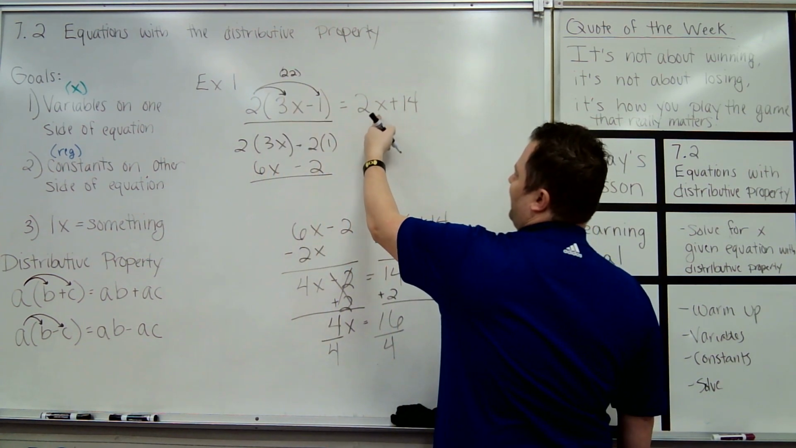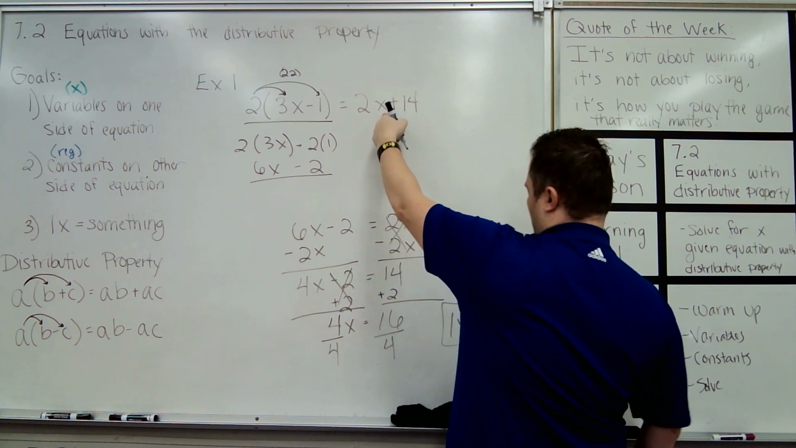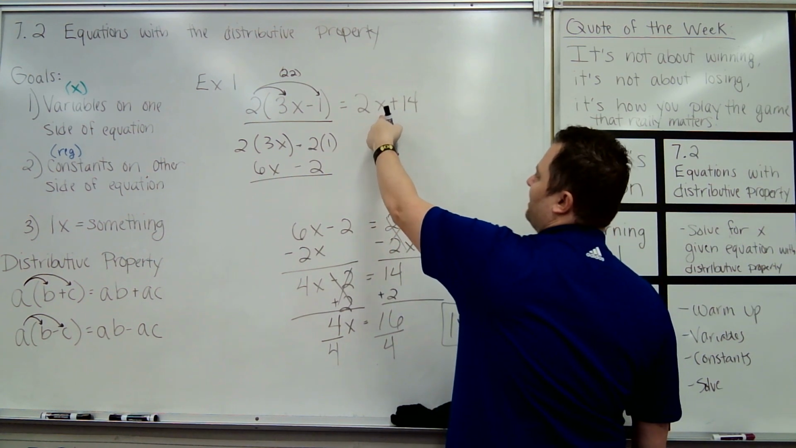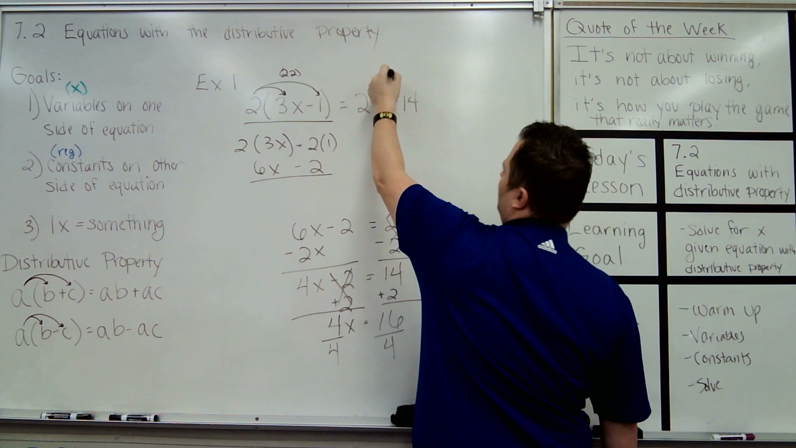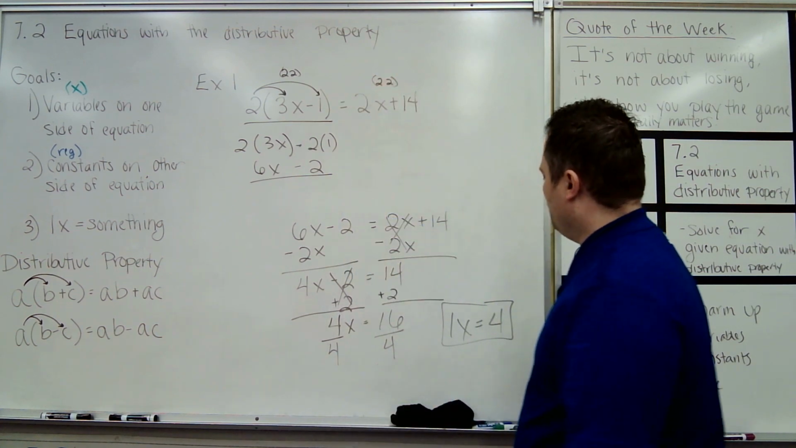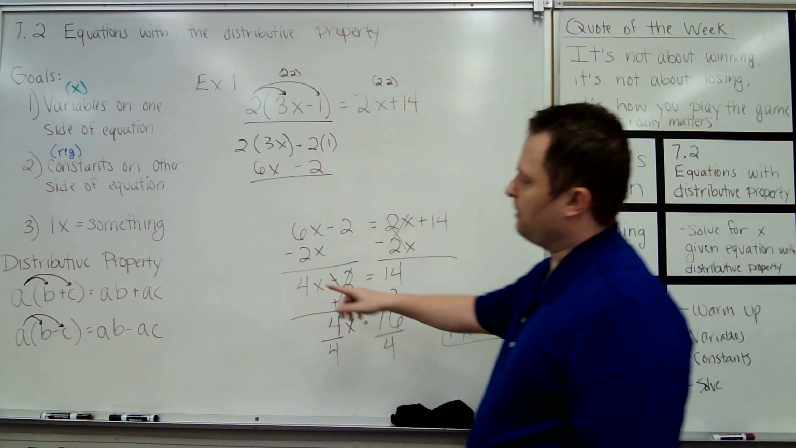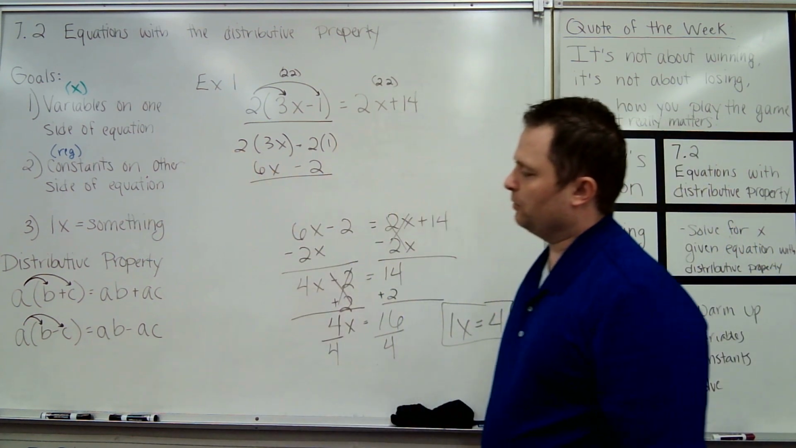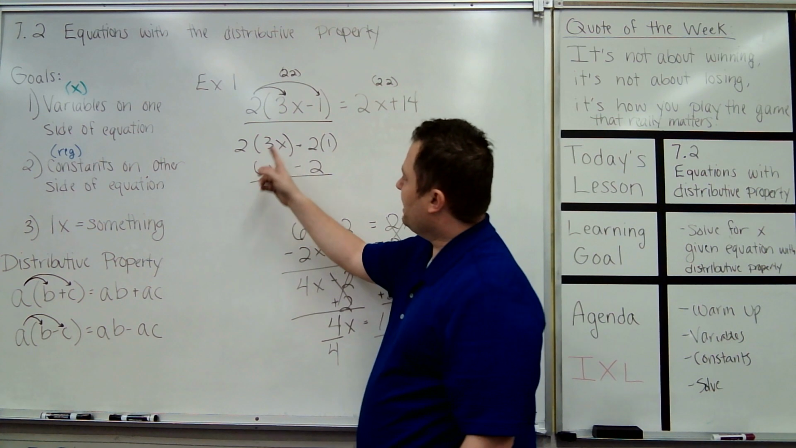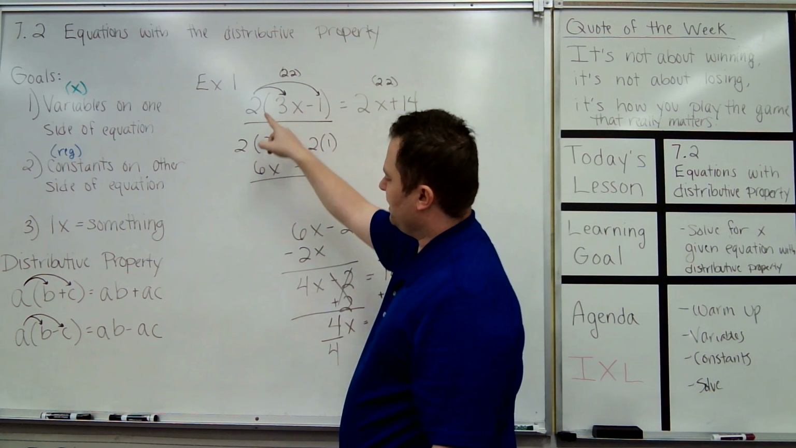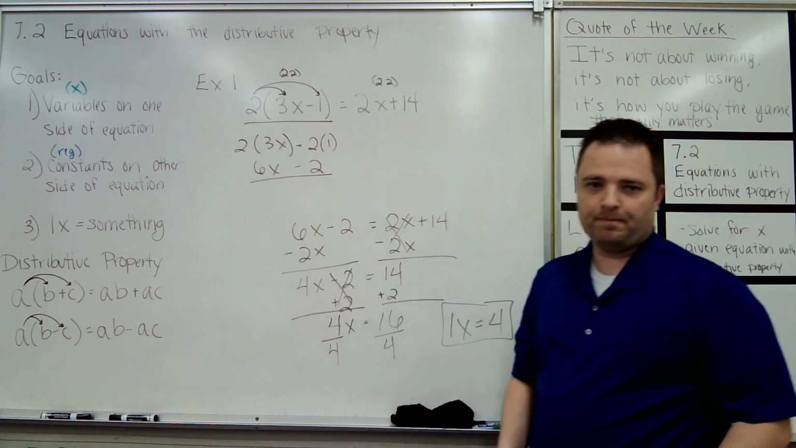4 times 2 is 8. Okay? Remember, x is 4. So 2 times 4 is 8. 8 plus 14 is 22. Both sides are equal to 22 when x is equal to 4. This involves the 3 steps that we did with equations with variables on both sides. We needed this extra tool to deal with this side using the distributive property.